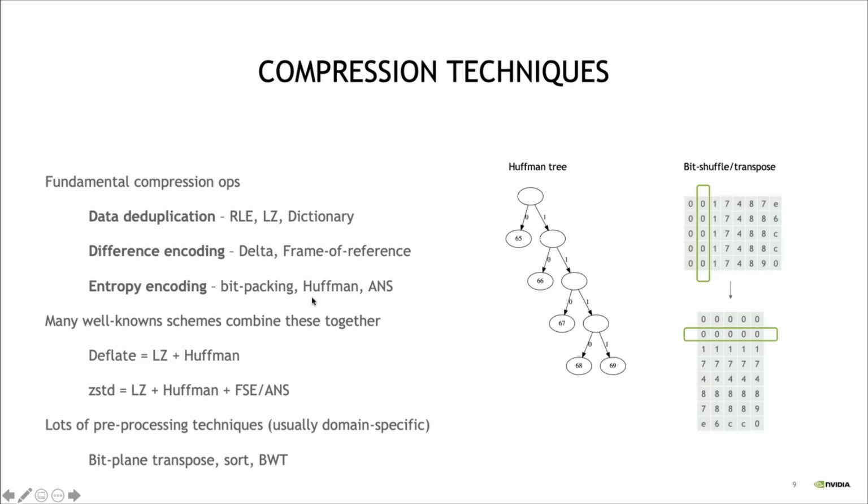Then, in many common formats, people just combine these schemes together. For example, in deflate, you will have LZ77 and Huffman used. So the way the compressor works is it finds the LZ matches first, and then it stores the literals and the match copies using Huffman trees. And then another popular format is Zstandard. It's also a combination of LZ77, Huffman, and also the asymmetric numeral systems entropy encoding.